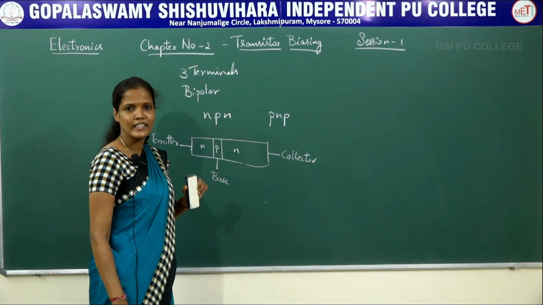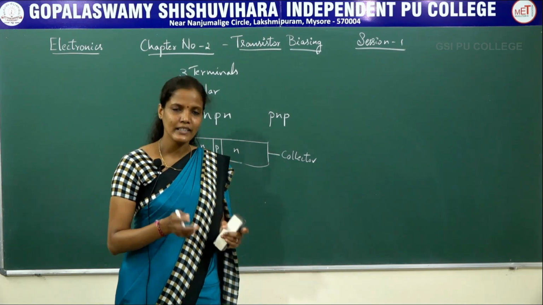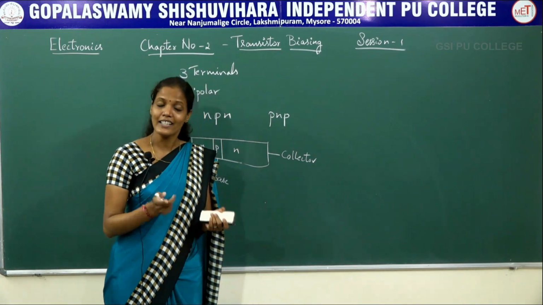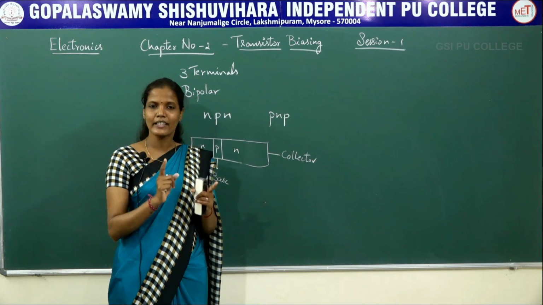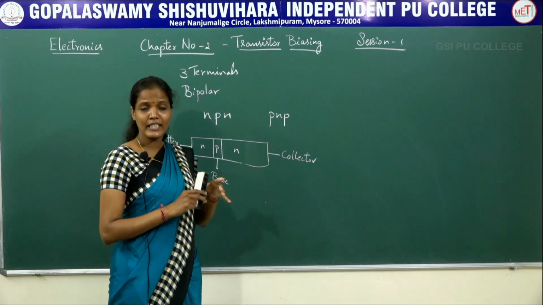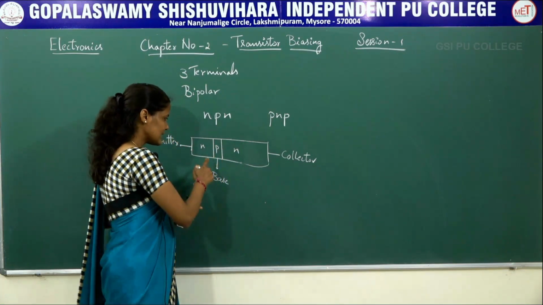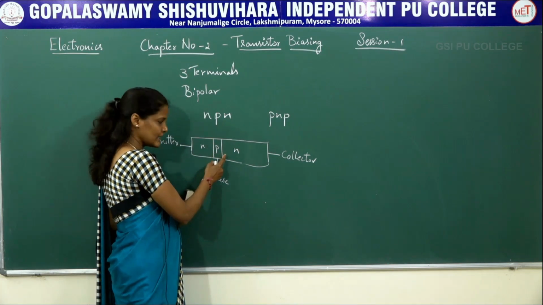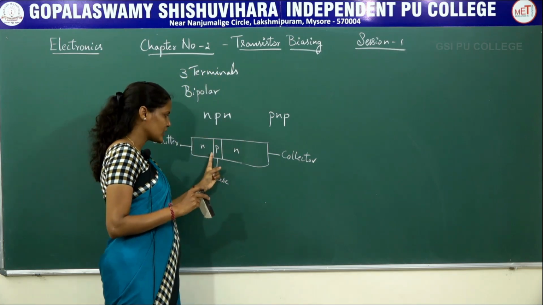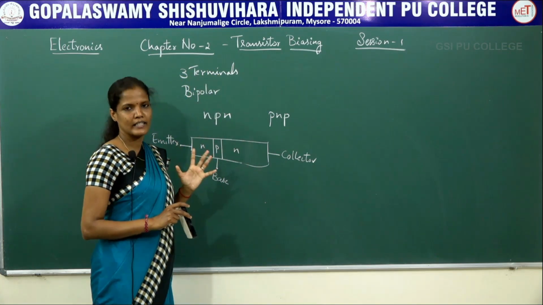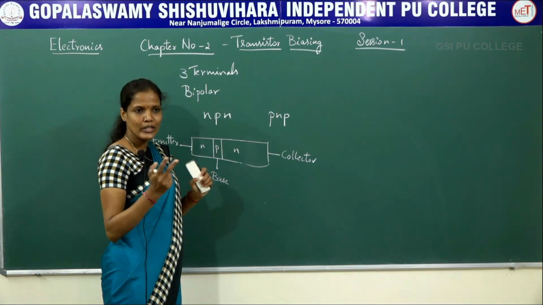This transistor is nothing but 2 diodes connected back to back. We have already seen in the first year what a diode is and how many terminals a diode has. A diode has 2 terminals, one called the anode and the other called the cathode. A diode has only 1 junction, but here we have 2 junctions. This is 1 junction and this is another junction. So this transistor is nothing but a 3-terminal, 2 junction bipolar current conducting device.